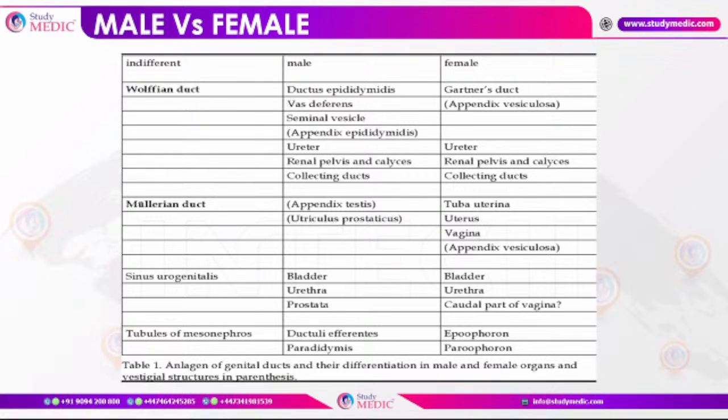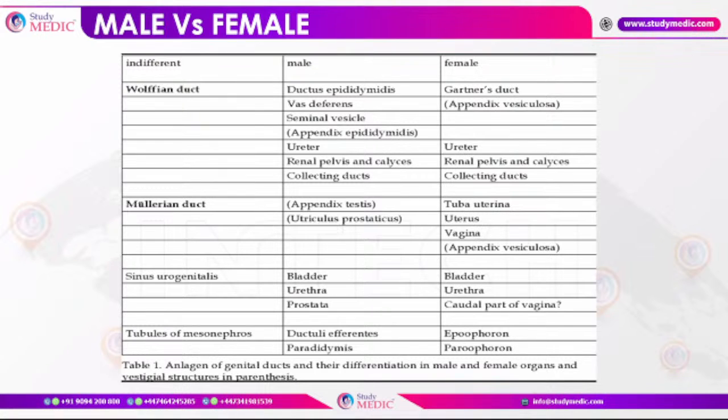Coming to the urogenital sinus, we know it is important because it's going to form the bladder and urethra. Apart from that, the prostate develops in the males, and it is also mentioned in a few literature that the caudal part of the vagina can develop from the urogenital sinus. However, this is an area of debate.